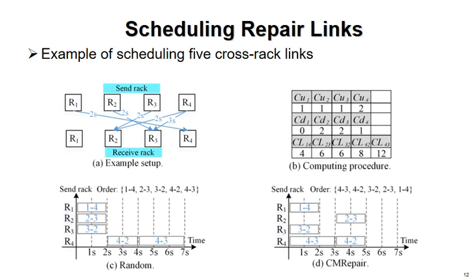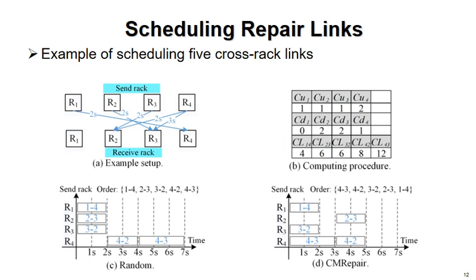We elaborate with an example in the figure. Figure A shows an example setup which contains 4 racks and 5 cross-rack links. Figure B shows the computing procedure of the congestion level. Figure C shows the execution flow of the 5 links for random scheduling, and it needs 7 seconds.